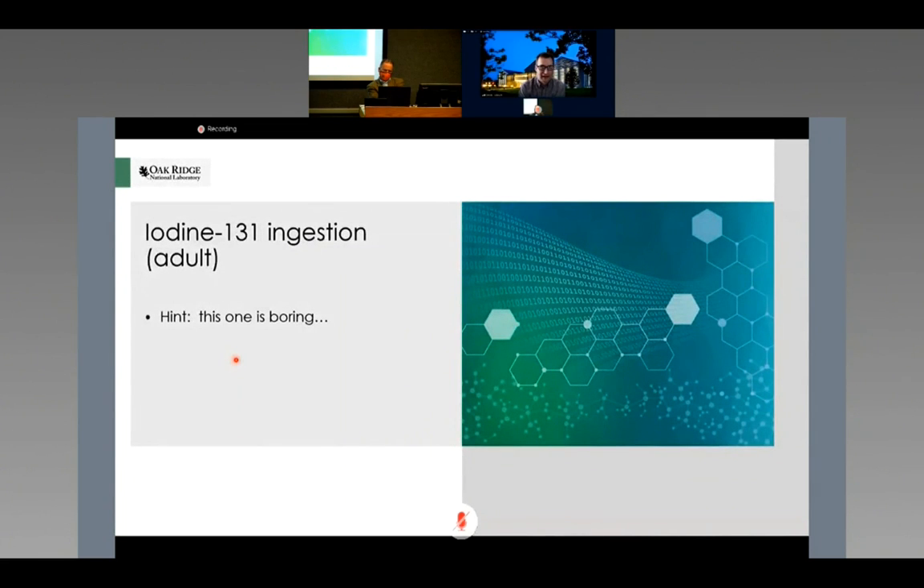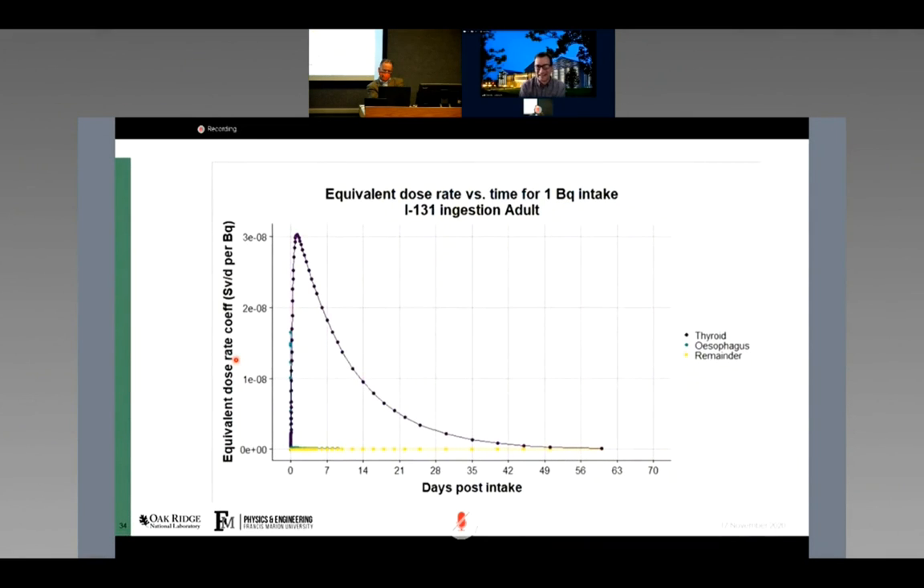All right, so moving on to iodine-131 ingestion in an adult. And yeah, this one's boring, but sometimes we like to see boring. So here's intake, ingestion of iodine-131. The time axis here is days post-intake, no longer looking at years, of course, for iodine-131. This is the equivalent dose rate coefficient to, I've got 3 targets here. The thyroid, which is really the only one that matters, the esophagus, and remainder. You can see a very short peak in the esophagus as we ingest the iodine-131.